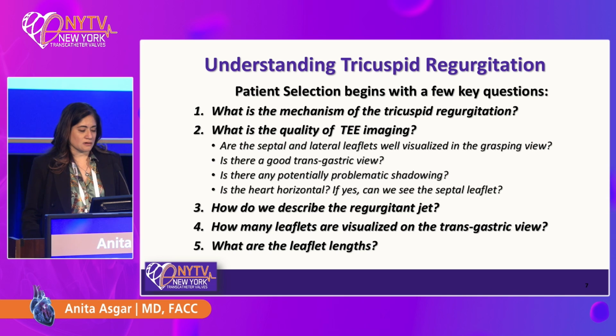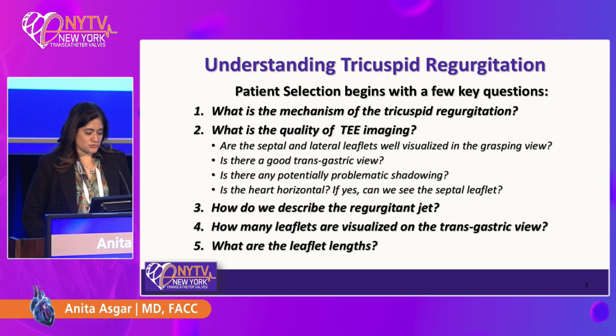What is the quality of the imaging? I'm not going to go into exhaustive detail, but we do have to see the leaflets if we want to actually grab them. Do we have a good transgastric or do we have a good MPR? Are there any problematic shadowing that's going to impede us from seeing? And is the heart horizontal? If it is, it's not an absolute contraindication, but we do need to be able to see the septal leaflet.